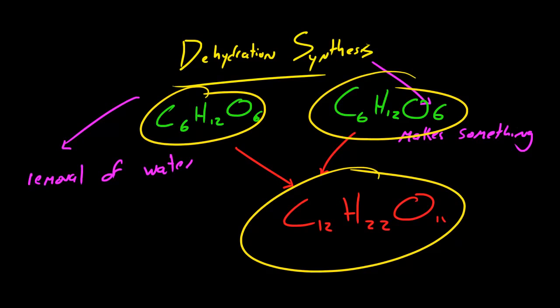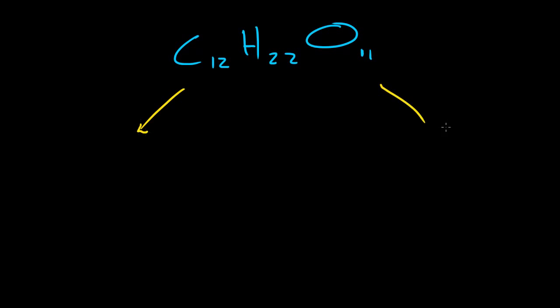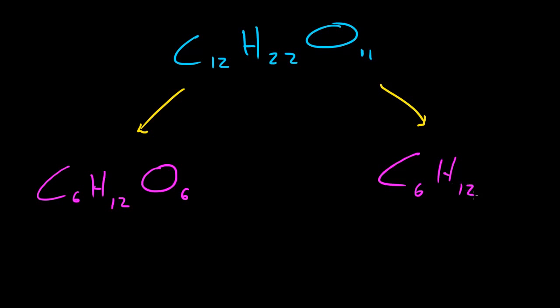And let me go ahead and get a new slide. Now, hydrolysis would be something like C12H22O11, which remember is our disaccharide called sucrose. Now, whenever this would break apart, which is the opposite of dehydration synthesis, this process would be called hydrolysis. And of course, this would break apart into C6H12O6 and C6H12O6.